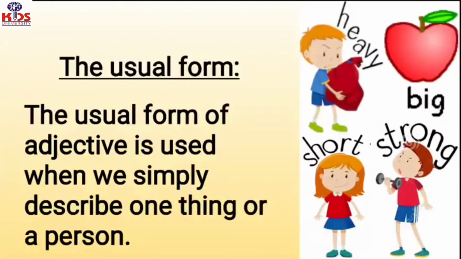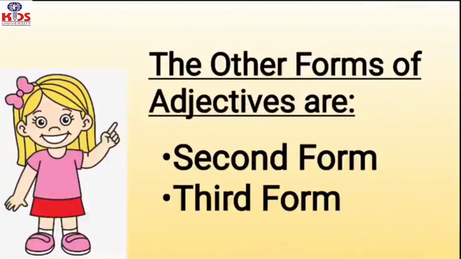In the same way, we have three more adjectives over here that are big, strong, and short. A big apple, a short girl, and a strong boy. The words heavy, big, short, and strong are telling us the quality of only one person or a thing. The other two forms of adjectives are second form and third form.